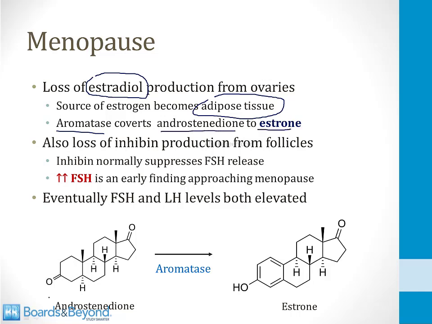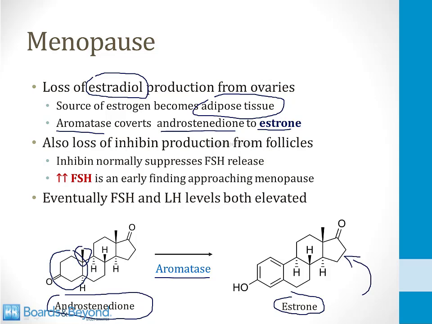If we look at the bottom of the screen, on the left side is the structure of androstenedione, which is a weak androgen. It is produced from the adrenal glands. Aromatase can convert that into estrone. What aromatase does is it removes this carbon here and converts this ring into a ring with 3 double bonds. When you do that to androstenedione, you get a molecule of estrone.